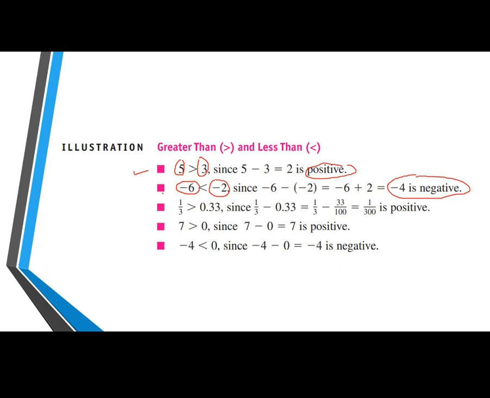So on with the other illustrations. Okay, so the next law that we will discuss enables us to compare or order any two real numbers. First law is the trichotomy law. If A and B are real numbers, then exactly one of the following is true: A is equal to B, A is greater than B, or A is less than B.